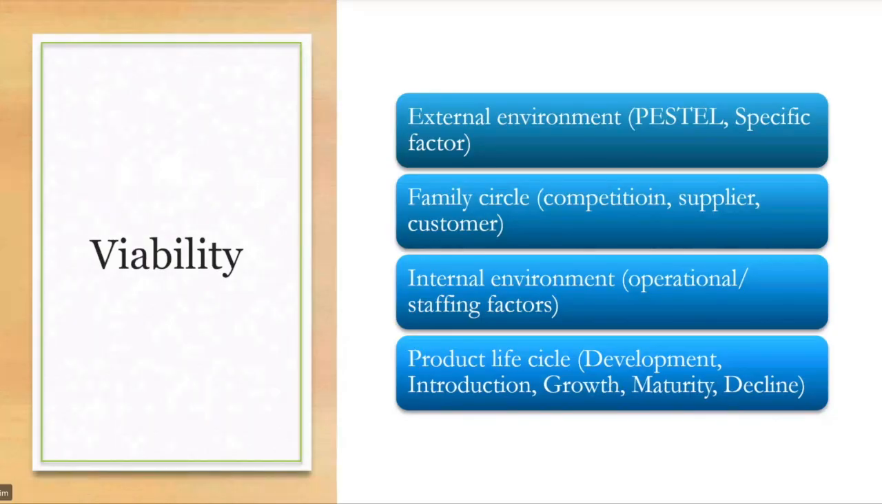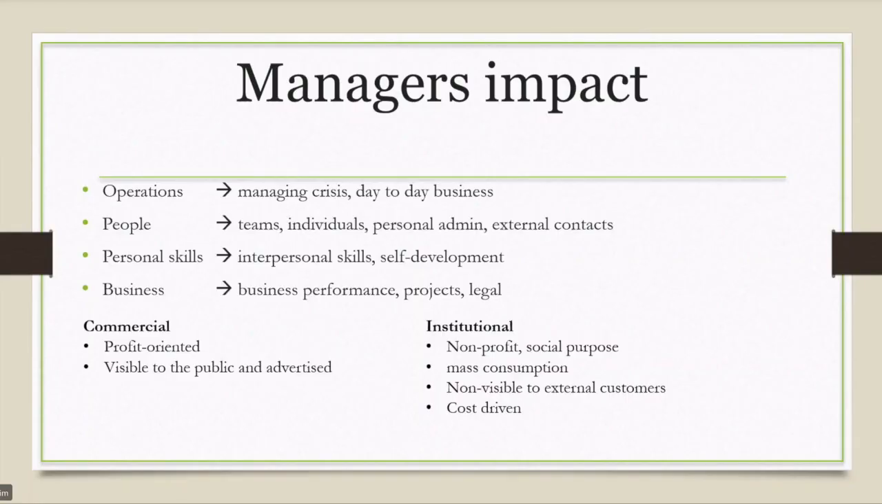First of all, the viability of everything we do in F&B cost control, basically the big picture of it. We have the external factors, the family circle, internal environment, and product life cycle. The product life cycle is pretty important, obviously, because that's where we have to innovate. Otherwise, as we've seen in microeconomics, we make less profit over the long term. But basically just a recap of the first session.